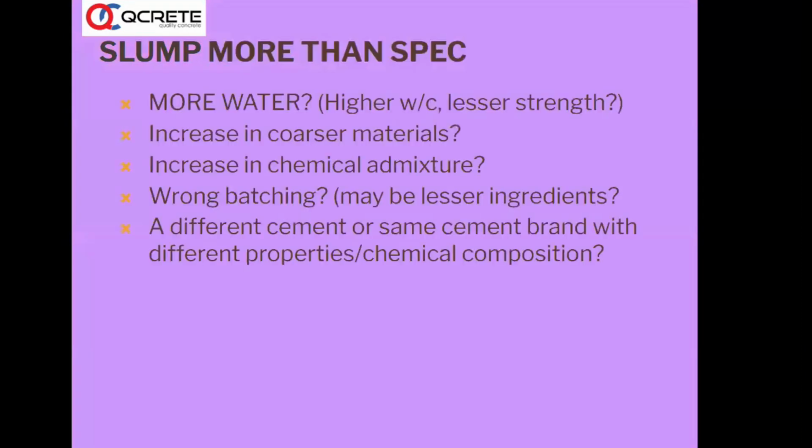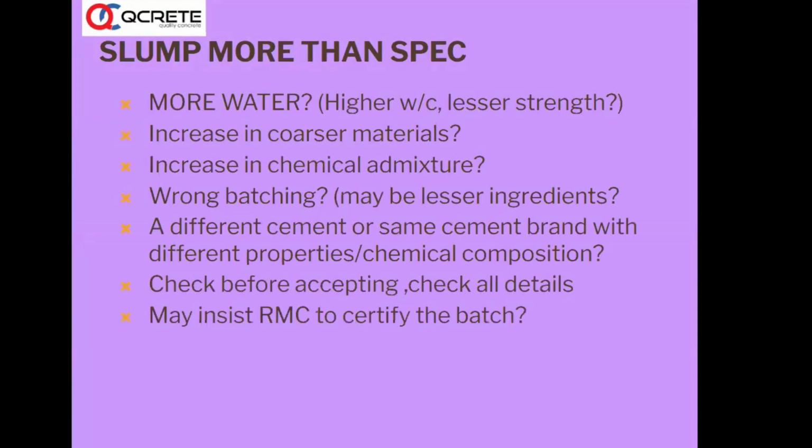So what are the other things that will happen once the production happens and it reaches the site? More water, slump may be more. We discussed about slump being less. If the slump is more, what do we have to do? If the slump is more, then it may be because of higher water cement ratio, which will lead to lesser strength. There may be coarser materials, 20 mm, 12 mm, sand maybe coarser, then it may be a problem. In that case also you might have had a higher slump. More chemical admixture might have gone. Then sometimes it may lead to setting time problems.